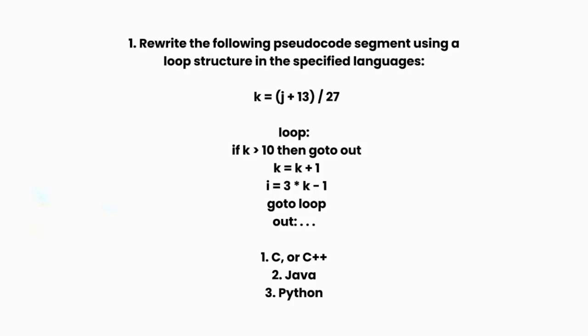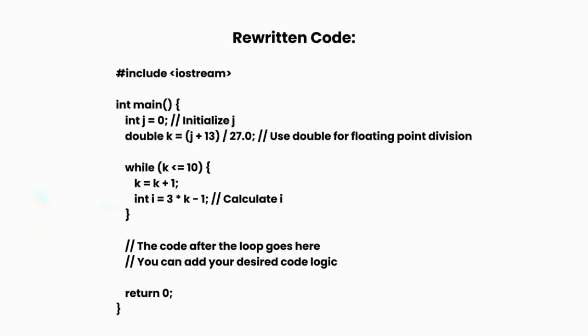First, let's rewrite this pseudocode into a C++ program. So here is the rewritten code. First, we included the iostream library, which is necessary for input and output operations in C++. It allows the use of std::cout for printing to the console and std::cin for reading from the console.